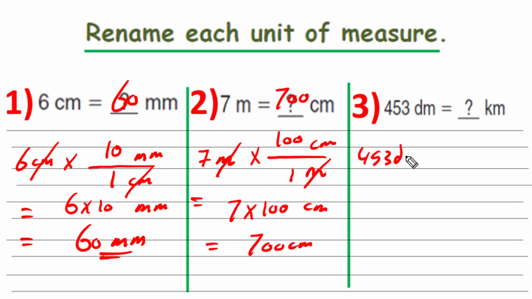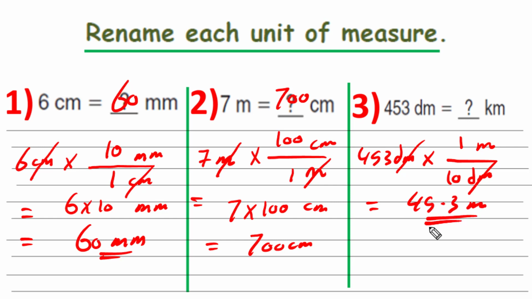453 decimeter. First, we will convert decimeter to meters. So write decimeter down and meter up. 1 meter equals 10 decimeter. So just cancel decimeter and divide by 10. So we get 45.3 meter.